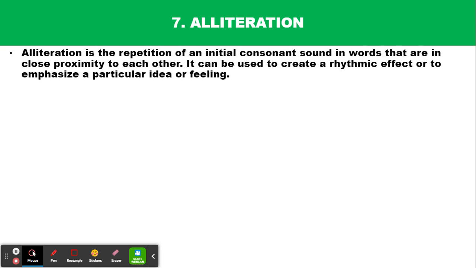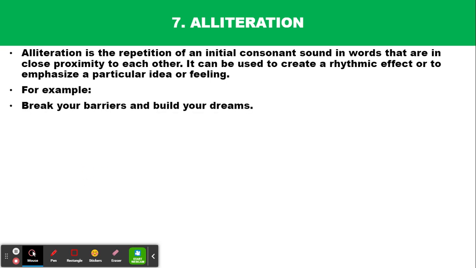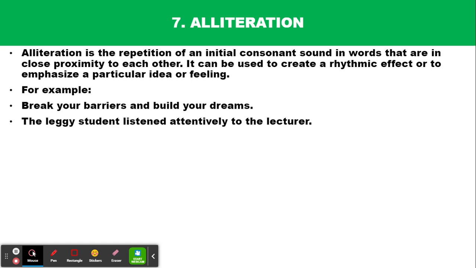Alliteration is the repetition of an initial consonant sound in words that are in close proximity to each other. It can be used to create a rhythmic effect or to emphasize a particular idea or feeling. For example, break your barriers and build your dreams. You see, the sound of the consonant B is repeated in break, barriers, and build. And the sound of the letter Y is also repeated in your and your in that sentence.